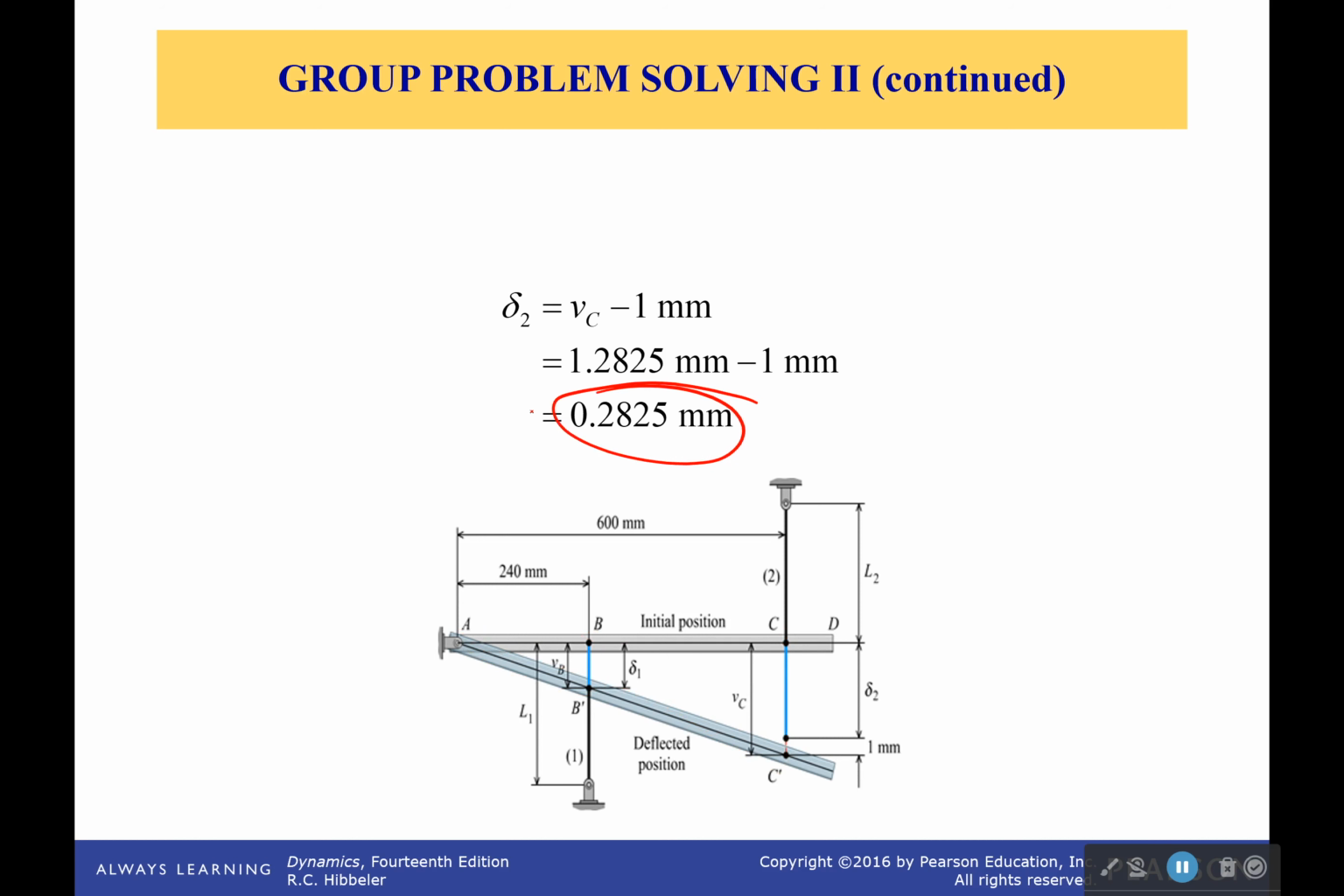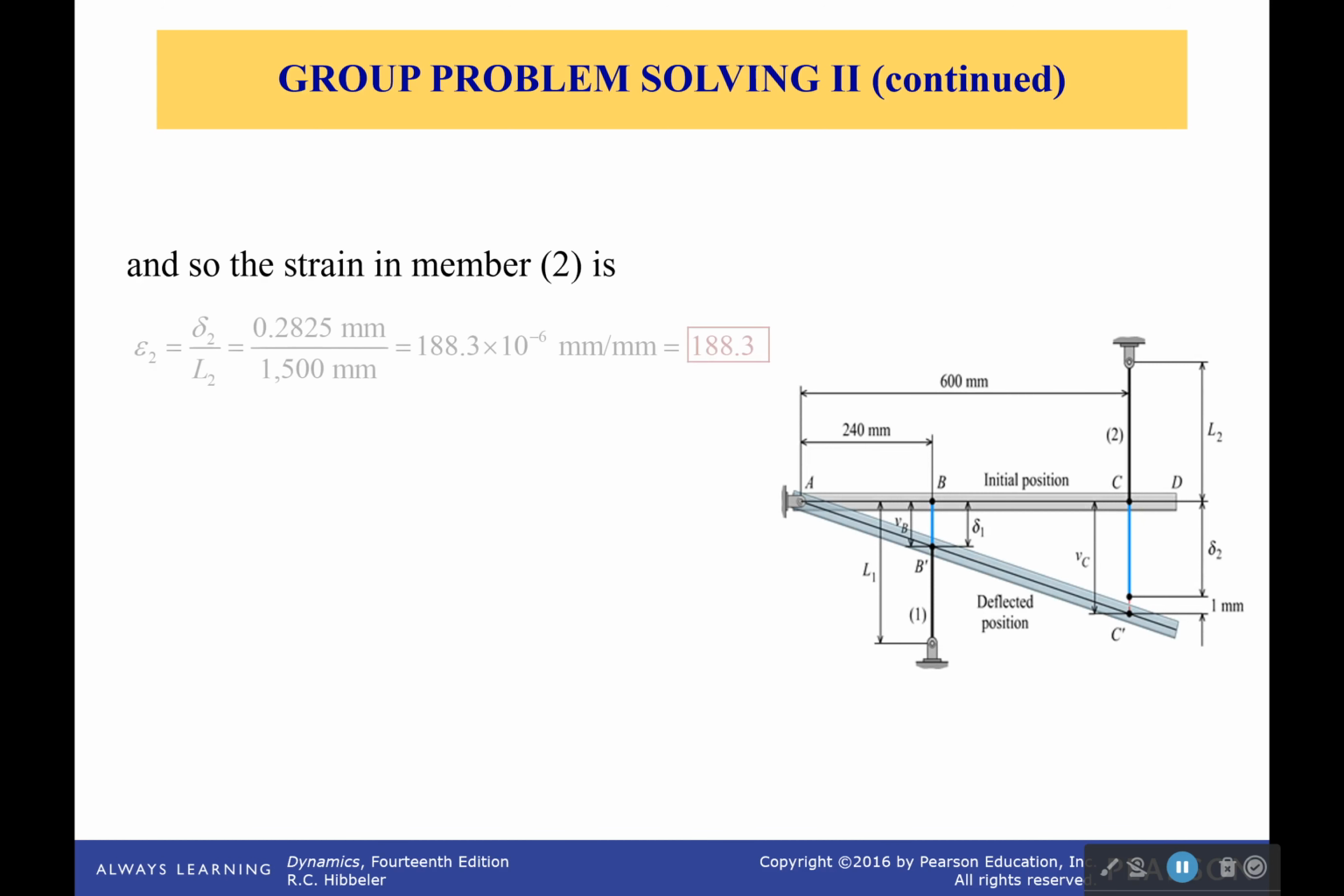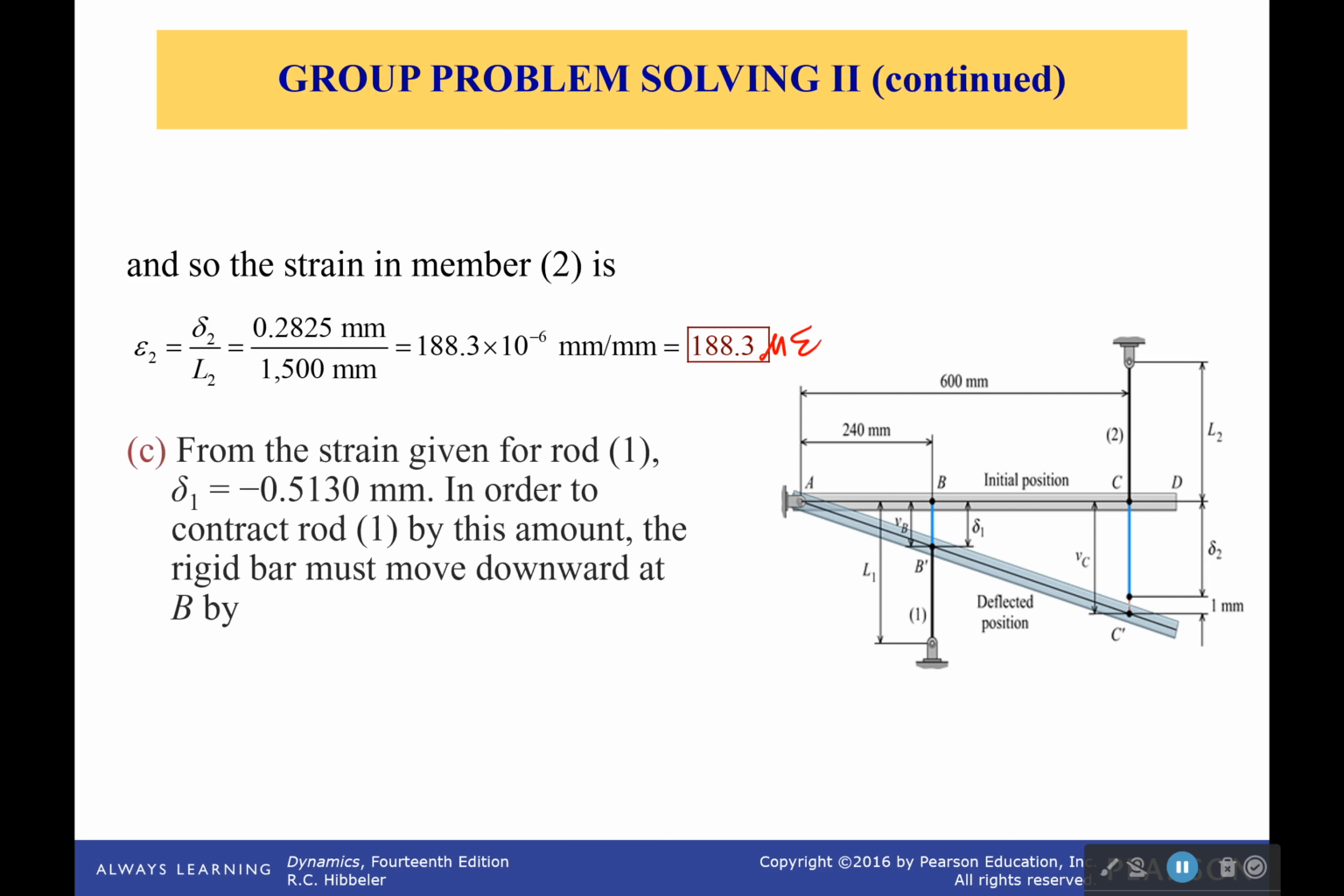Now, this is obviously far less, and so you can see that the strain in this rod is going to be far, far less than it was before. So we plug it in and we get 188.3 microstrains. Now, for part C, we know that the strain given by rod 1, that the contraction of rod 1 has to be this. This doesn't change.